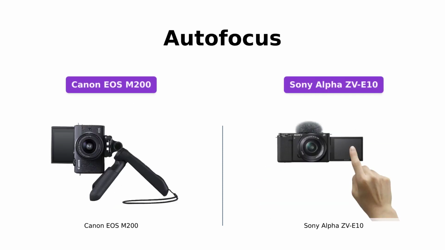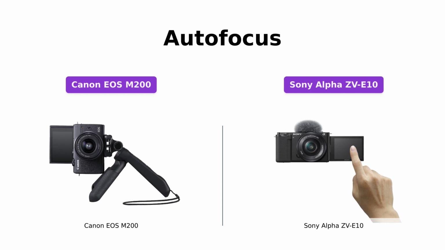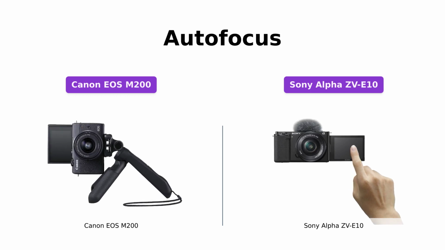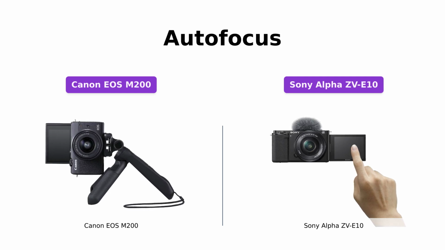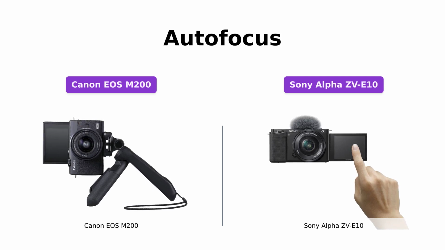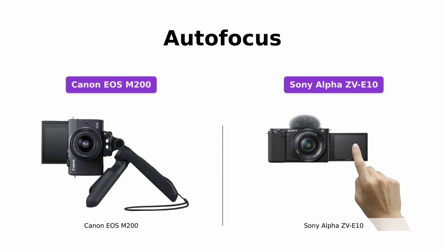When it comes to autofocus performance, both cameras excel thanks to their advanced technology. The Canon EOS M200 features fast and accurate dual-pixel CMOS AF with eye detection AF, ensuring your subject is always in focus. Meanwhile, the Sony Alpha ZV-E10 offers precise autofocus with its product showcase setting, swiftly transitioning focus from face to object for seamless shooting.